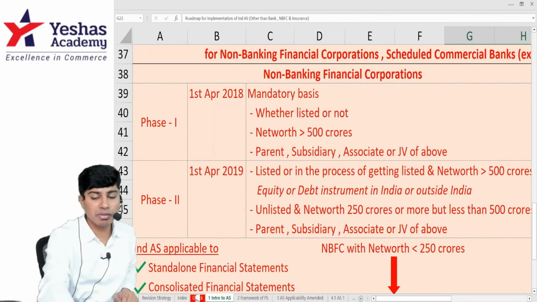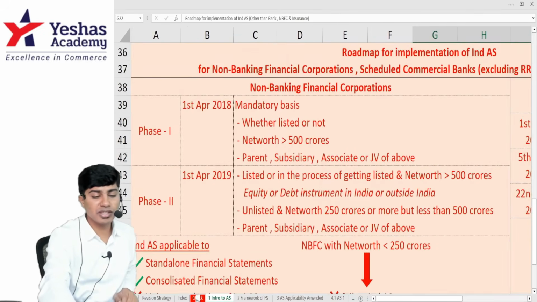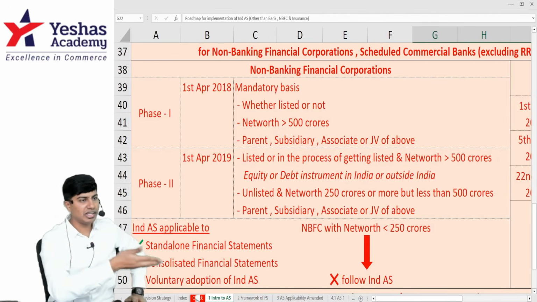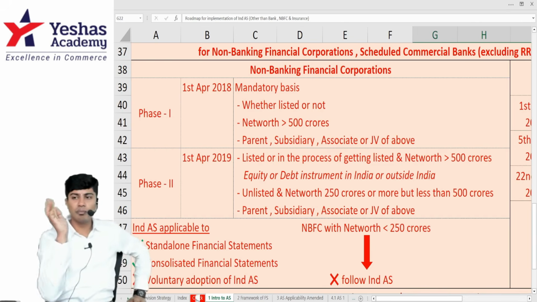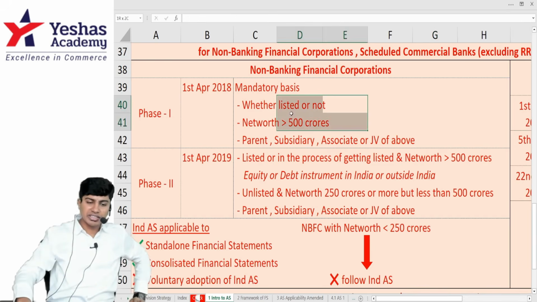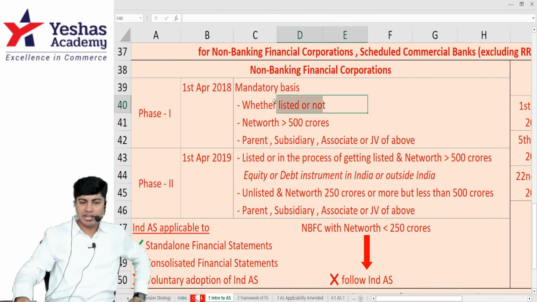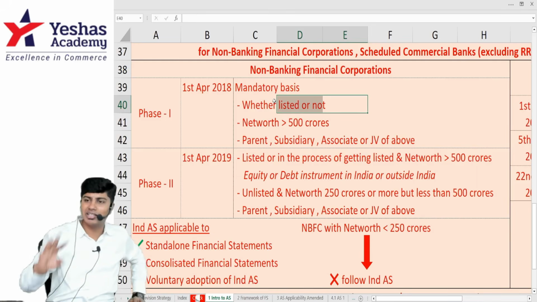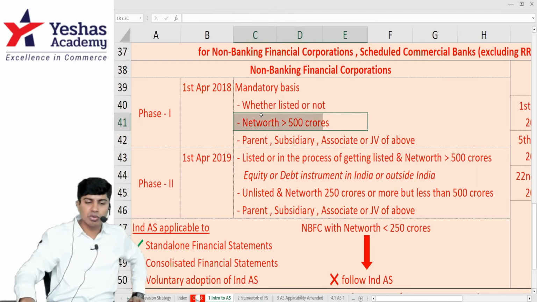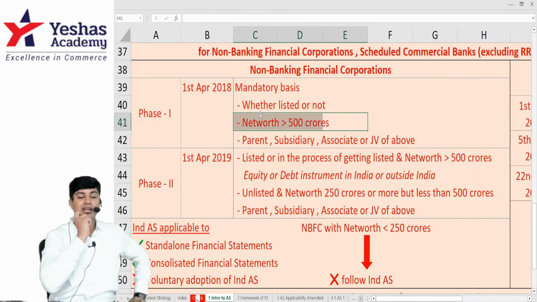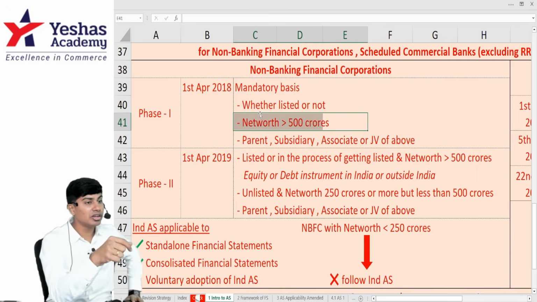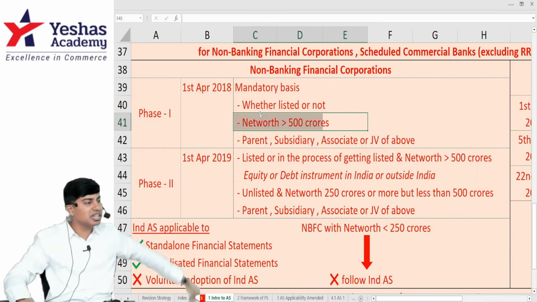First, shall we see NBFC? From April 2018, recently, they made it mandatory. For whom? Whether an entity is listed or not listed doesn't matter. It's not only for listed entities, nor is listing the only condition. When net worth is more than 500 crores, it is mandatory. From when? 2018. Very, very recent.